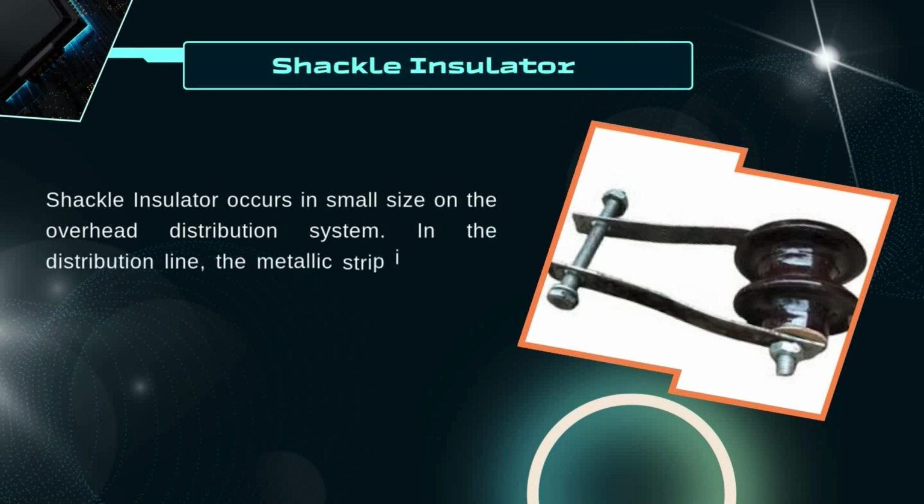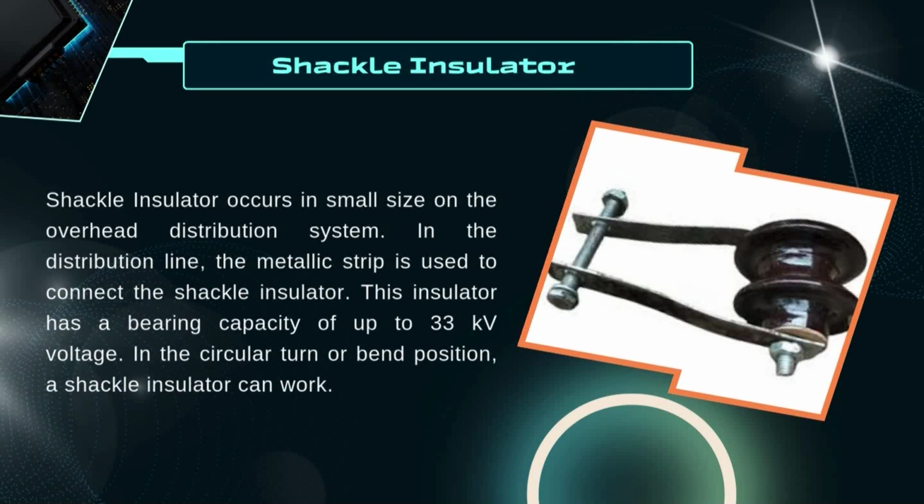Next, we'll move to the shackle insulator. In case of shackle insulator, it occurs in small size on the overhead distribution system. In the distribution line, the metallic strip is used to connect the shackle insulator.